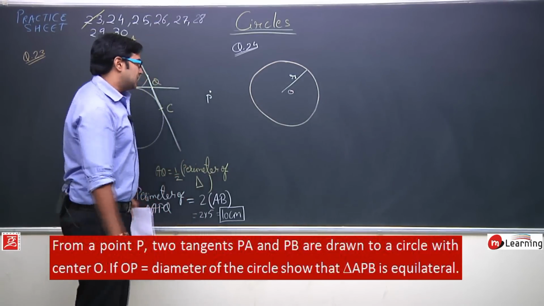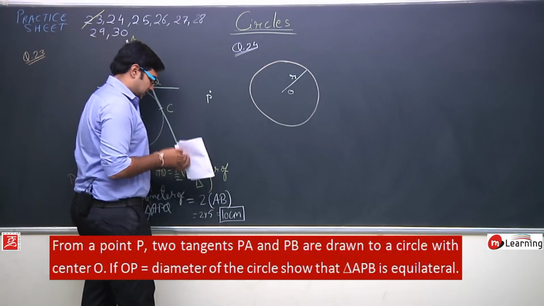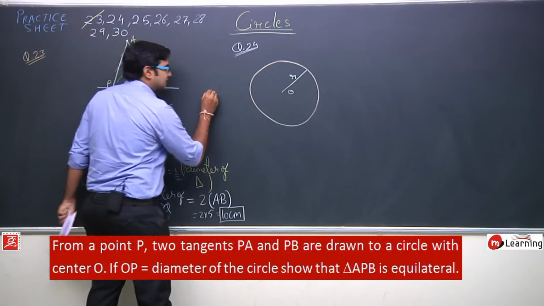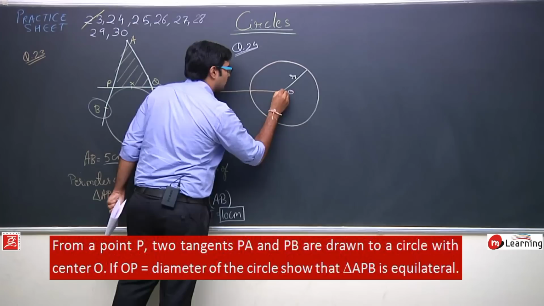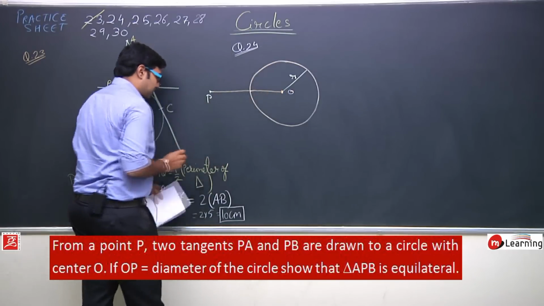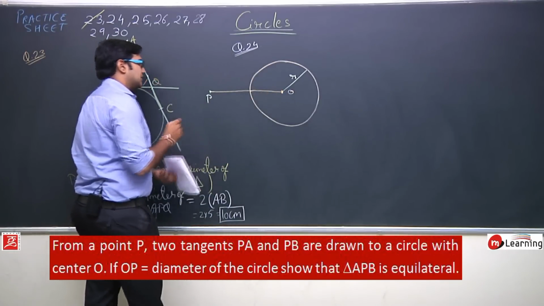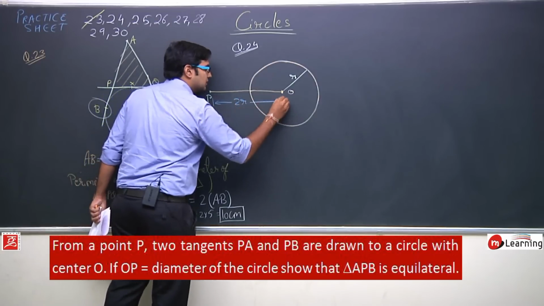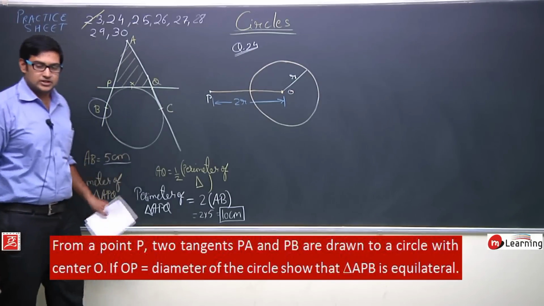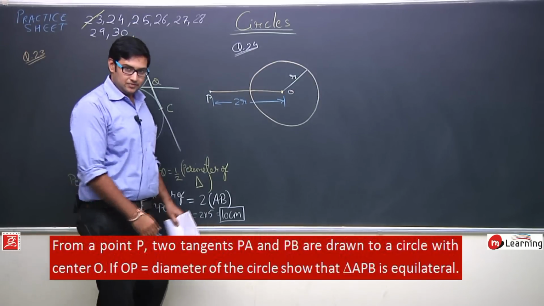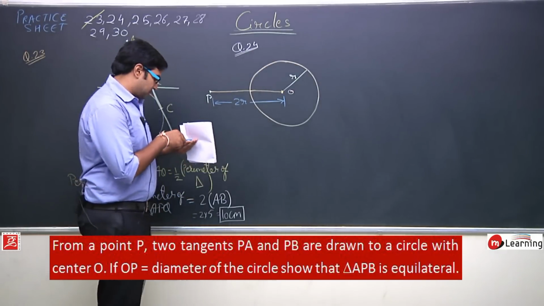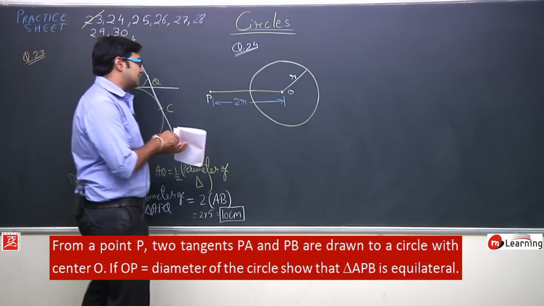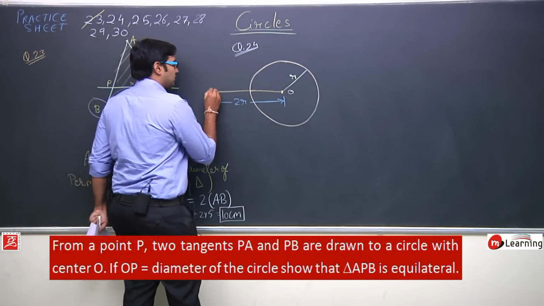So I will say that this point P is at a distance of 2R from the center of the circle. This is what I can say. Okay. After this it says that we have drawn two tangents from this point P to the circle.